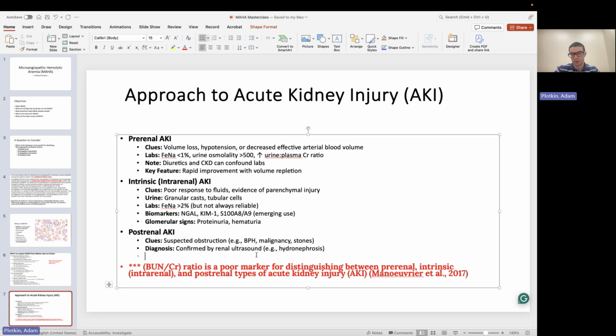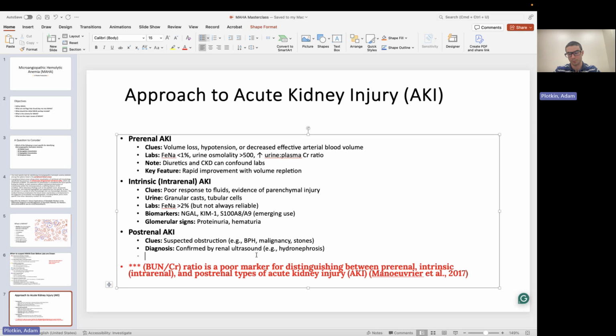BUN to creatinine ratio is a poor marker for distinguishing between pre-renal, intrinsic, and post-renal types. So you might have learned that pre-renal is classically a BUN to creatinine ratio greater than 20. Intrinsic is usually a BUN to creatinine ratio less than 20, maybe less than 15 to 1, right? It's not the best marker. Fractional excretion of sodium is going to be the best.